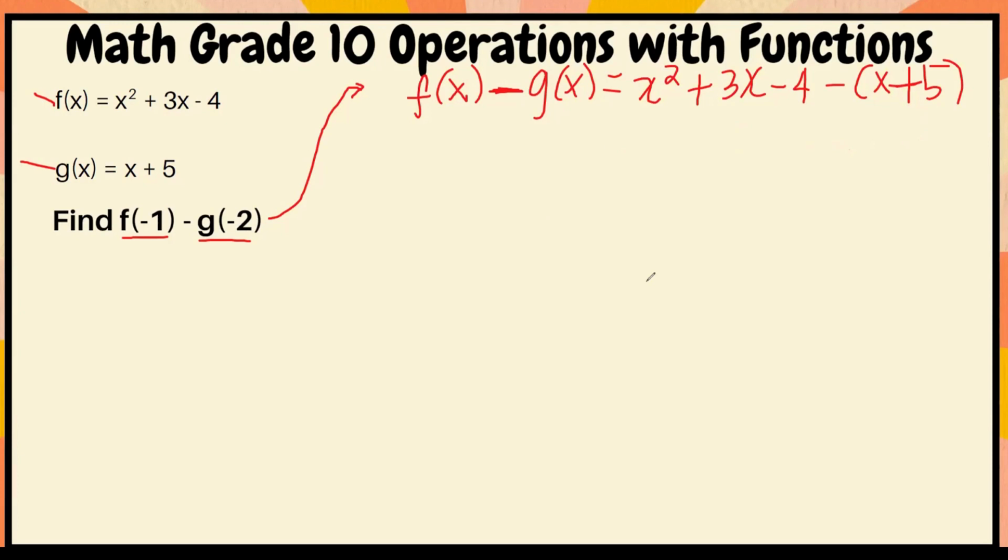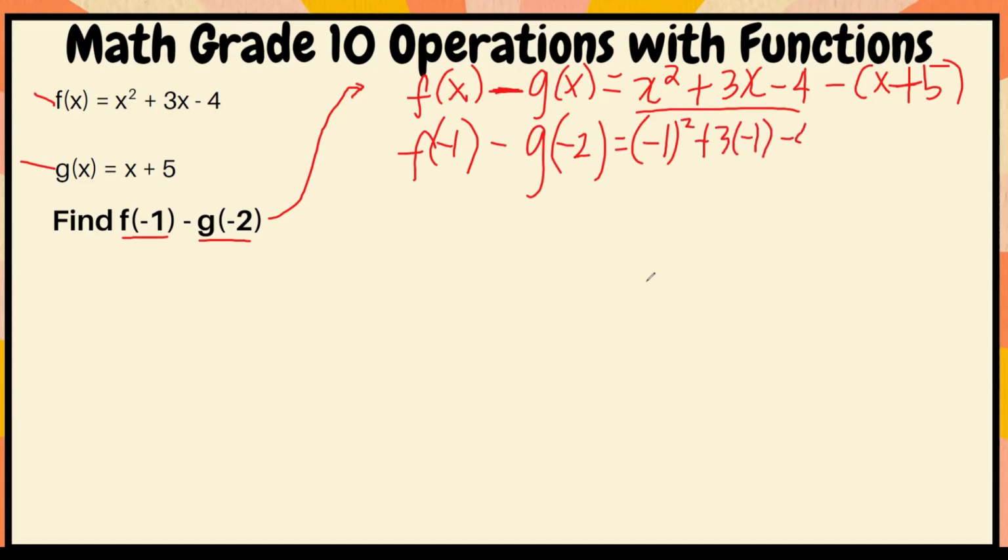So let's apply your f of negative 1 minus g of negative 2. So our f of x is here. Okay? So the value of your x is negative 1. So let's substitute negative 1 squared plus 3 times negative 1 minus 4. Then minus your g of x, which is x plus 5, where we need to substitute negative 2. Okay? So negative 2 plus 5.